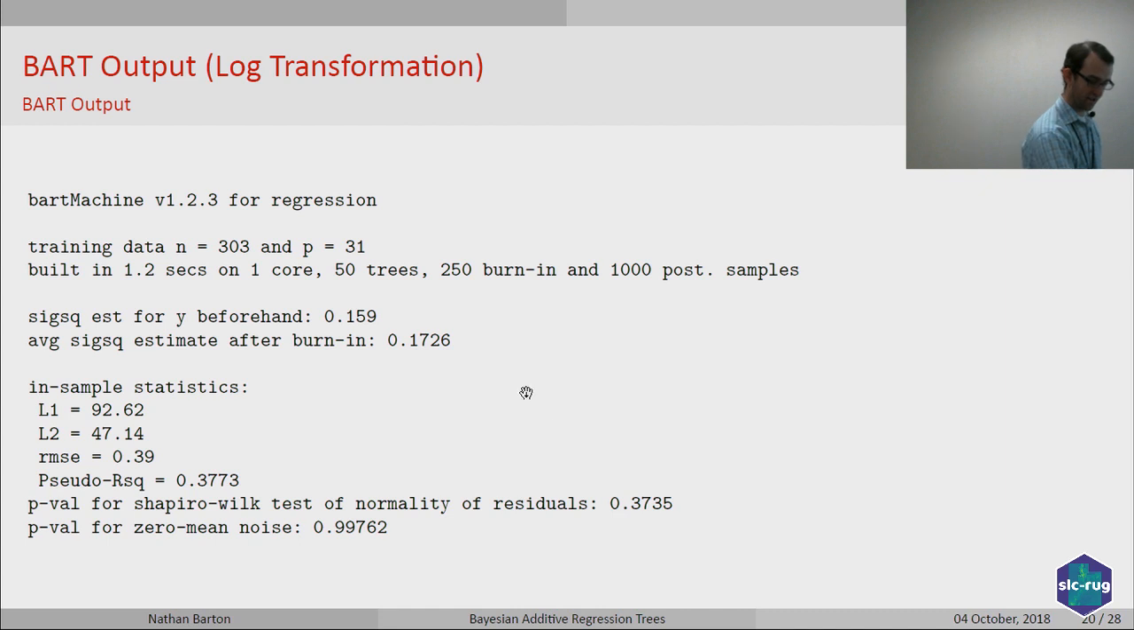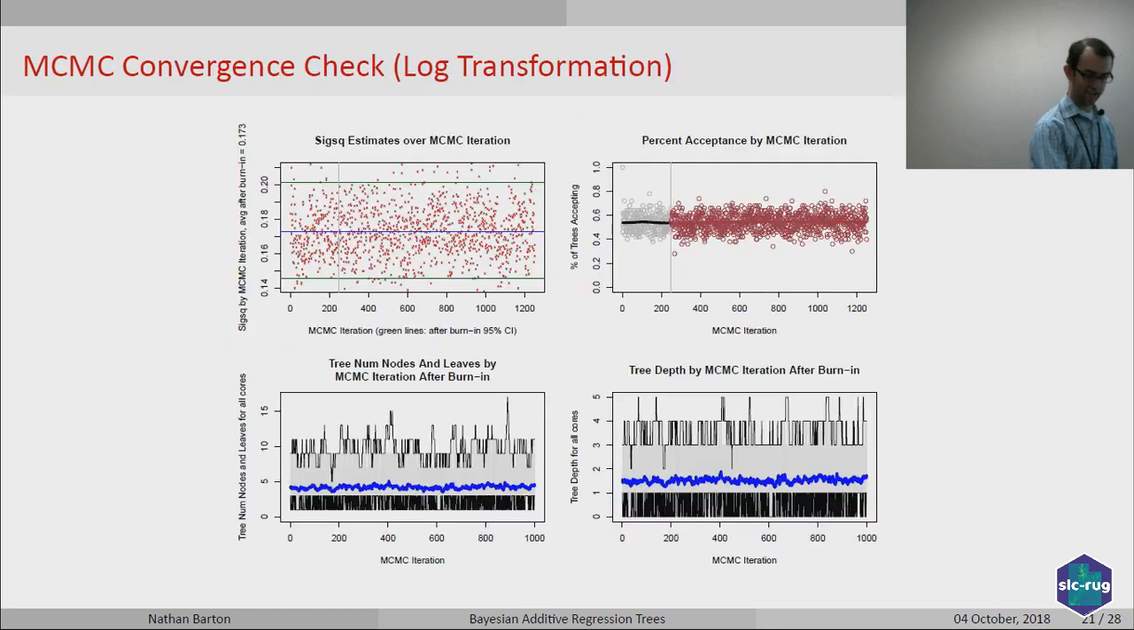One thing I don't have in here, but you can change the number of trees, the burn-in period, and the posterior samples. There are arguments in the call to BART machine. I just went with the default. More often than not, that's sufficient. But if you're having weirdness in your convergence diagnostics, you might need to tweak that. So again, looking at the convergence, nothing too exciting here.